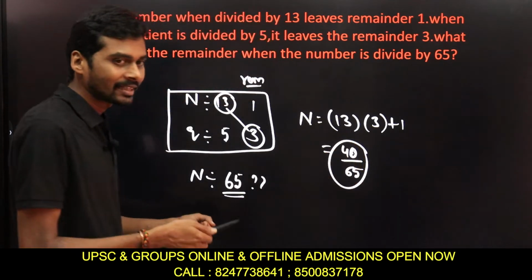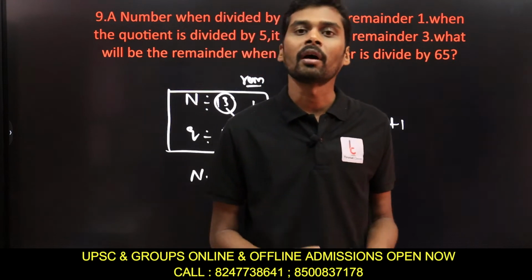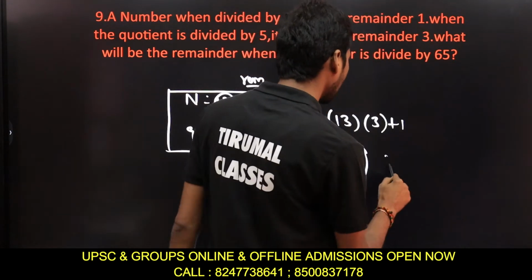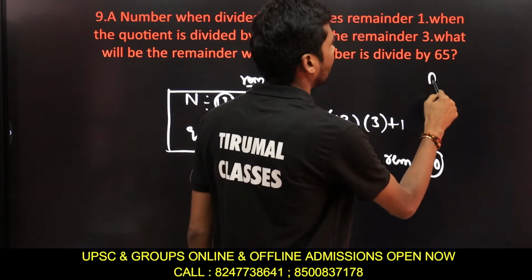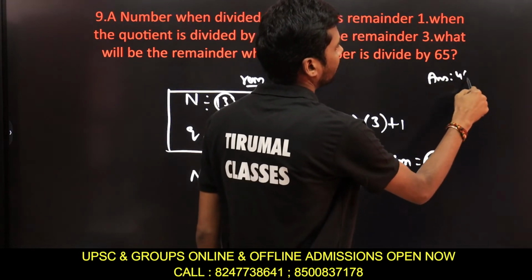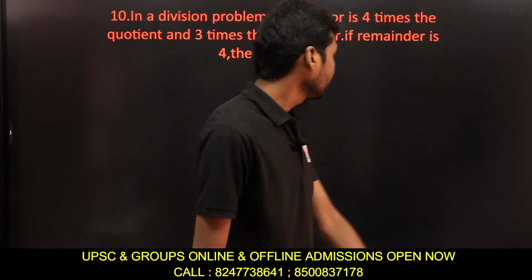So 40 divided by 65, what is the remainder we'll get? We know that when a smaller number is divided by a larger number, the remainder is always the smaller number. So what is the remainder? The remainder is 40. So the final answer is 40. Is it clear? Okay, let us go to the next one.